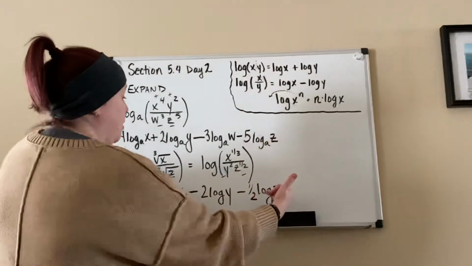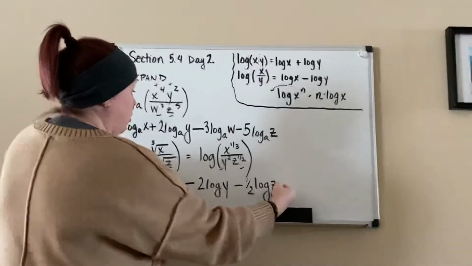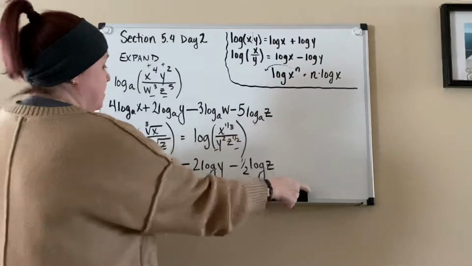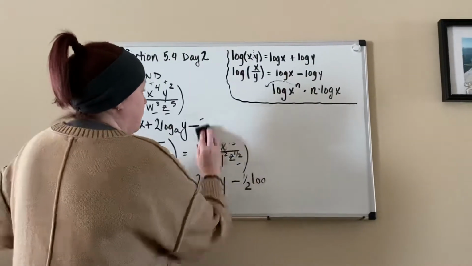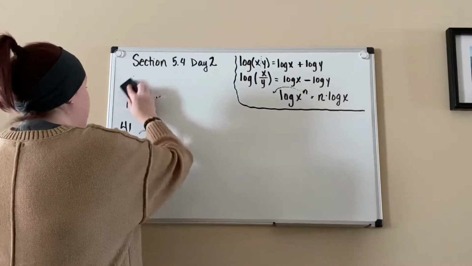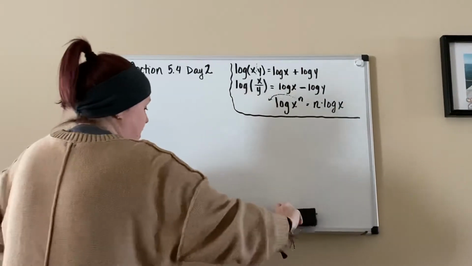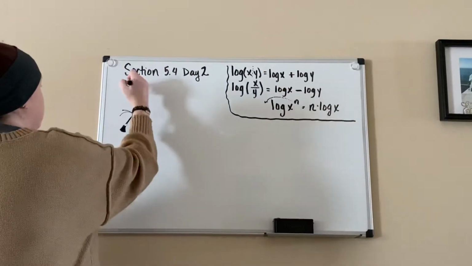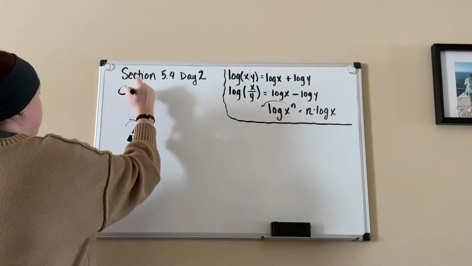So now we're going to take a problem that looks like that answer here and go backwards and write it as a logarithm. Same rules. But we are going to condense instead of expand. So this is condense.